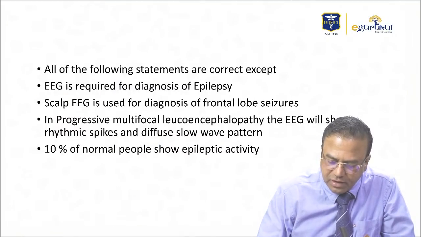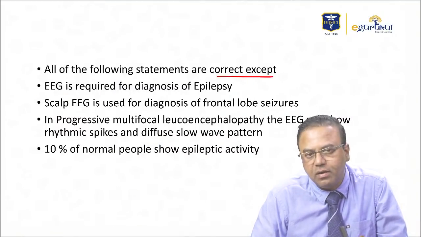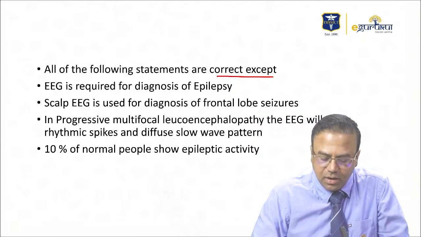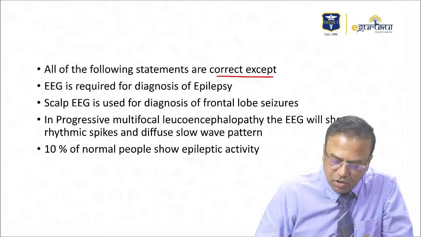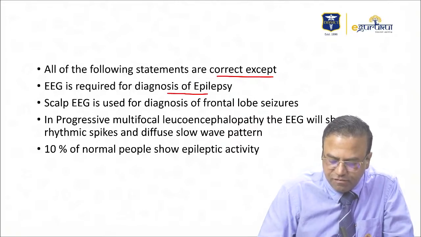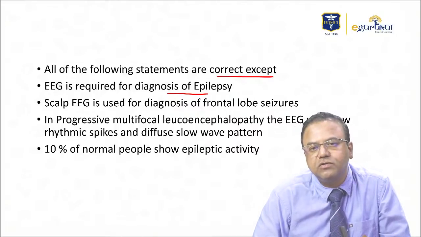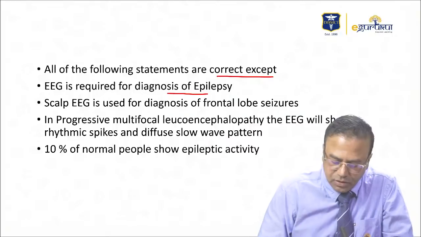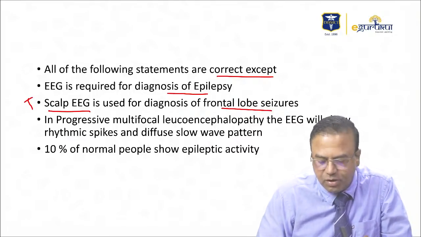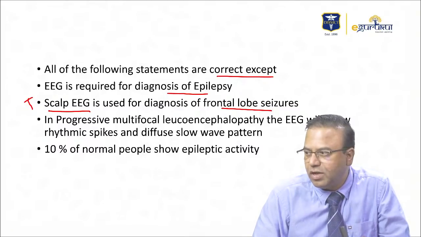All the following statements, this is another question where I had a lot of problem collecting the choices. Any help you can give me over here in telling about the choices will always be welcome. All the following statements are true except: EEG is required for diagnosis of epilepsy. Definitely, that's not a true statement. We can make the diagnosis of epilepsy without EEG. Scalp EEG is used for diagnosis of frontal lobe seizures. Definitely, that's a true statement. So I don't know, first of all, whether it's an all-except question or whether it's multiple choice. You should help me out in that.